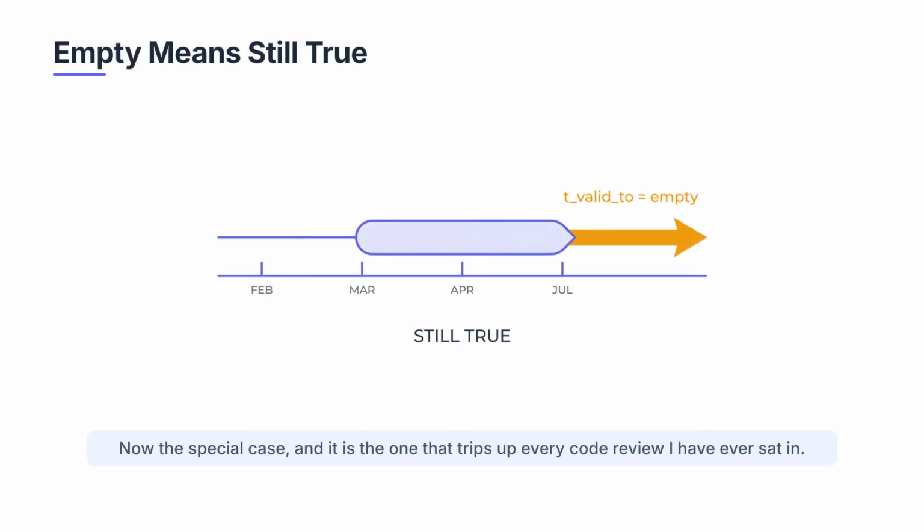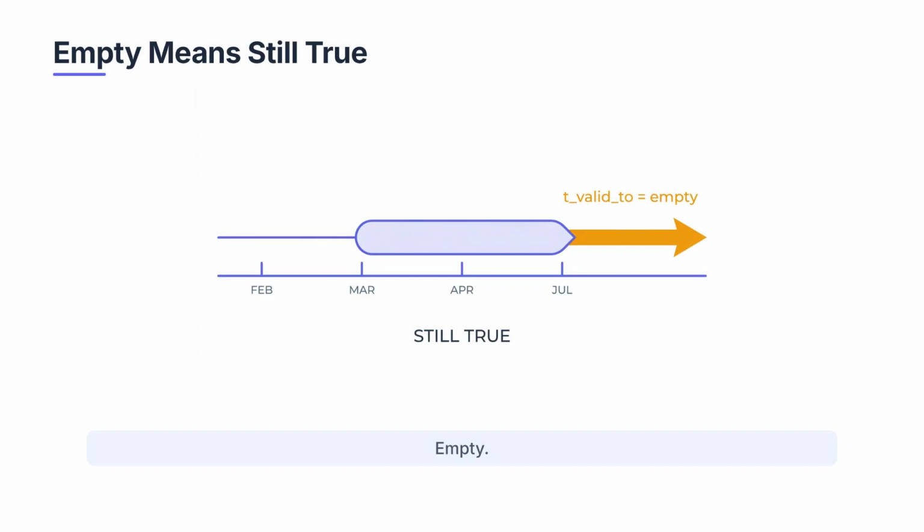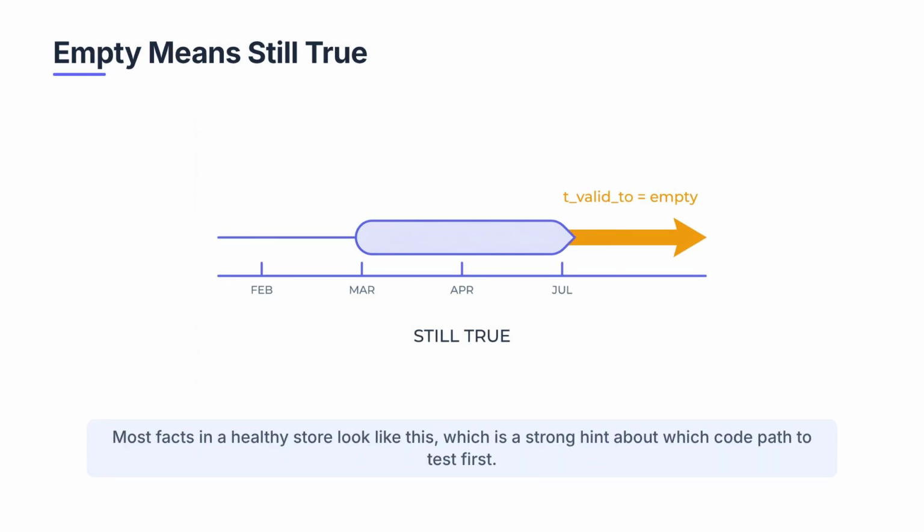Now the special case, and it is the one that trips up every code review I have ever sat in. What do you put in valid 2 for a fact that has not stopped being true? You put nothing at all. Empty. Null. And empty here does not mean unknown, and it does not mean we forgot to fill it in. It means, as far as we know, this is still running. Dana's Helios edge has an open right end, so read it as an arrow, not as a gap. Most facts in a healthy store look like this, which is a strong hint about which code path to test first.